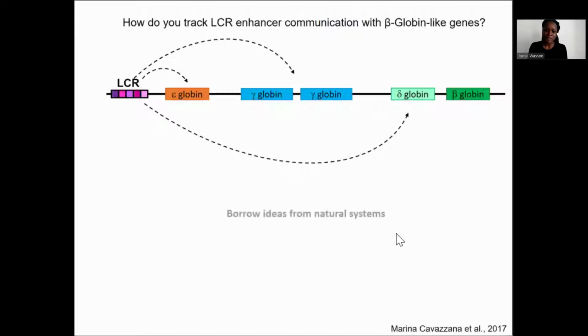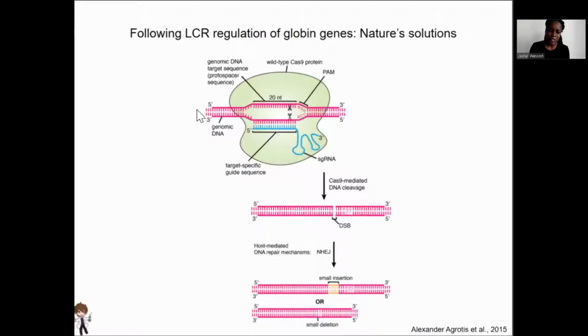So how would you track LCR enhancer communication with beta globin genes over time? What the scientists did in the paper is they essentially borrowed ideas from natural systems. One of the first techniques that they used was CRISPR, which I know a lot of you have learned about, where you have a Cas9 protein that associates with a guide RNA that leads to the targeting of this protein to specific DNA loci, where you can get cleavage or you can insert a piece of DNA in order to get transgenic cells.